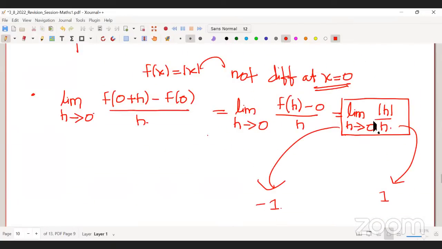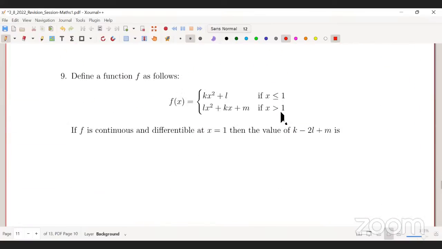If h is less than 0, mod h is nothing but minus h. So minus h by h is -1. That's why the left hand limit is -1. If h is greater than 0, that is the right hand limit. Mod h is h, so h by h is 1. So that is the right hand limit. Clear? Yes, sir.